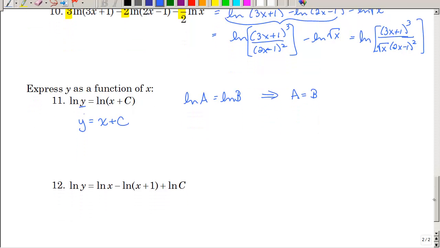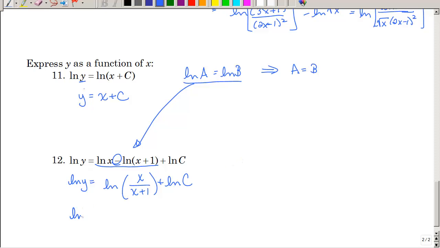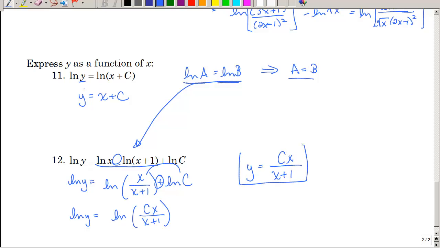Well, there's got to be something more to that, right? Well, we still want to get this. We want that to look like that. That means we've got to do some work on the right-hand side. So let's look at those. We could rewrite that as the natural log of x divided by x plus 1 because of that subtraction rule. Then the next step, because it's plus, we can multiply that together. So that's the natural log of cx over x plus 1. And then I can use this property that a equals b, so y equals cx over x plus 1.